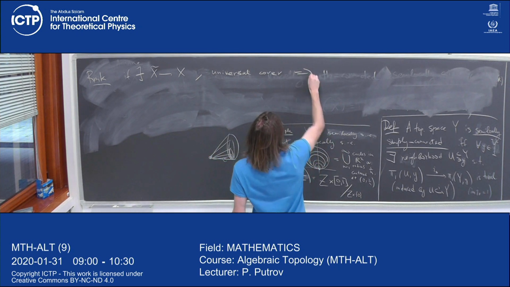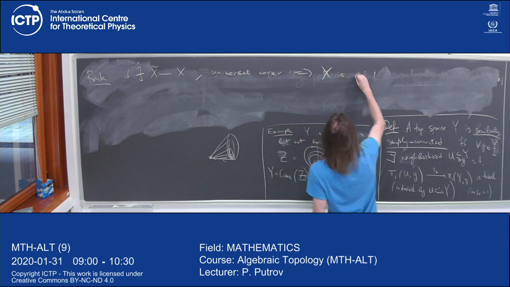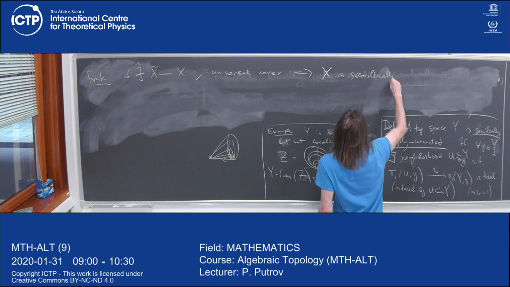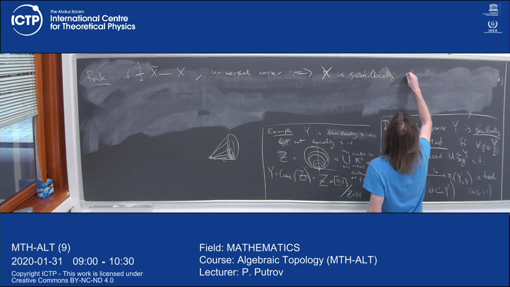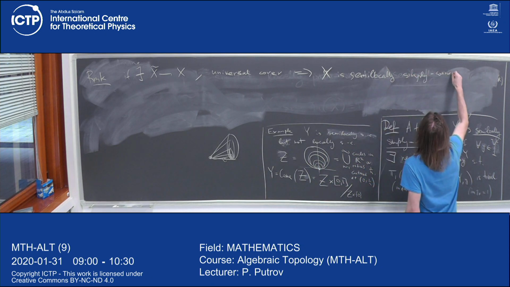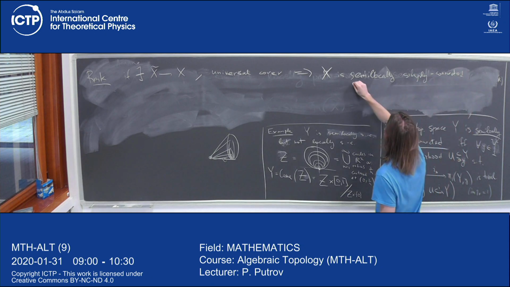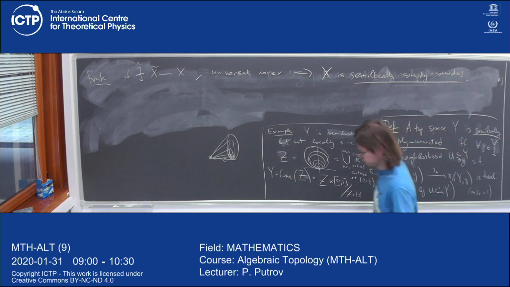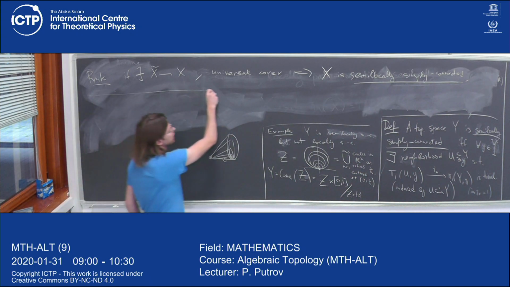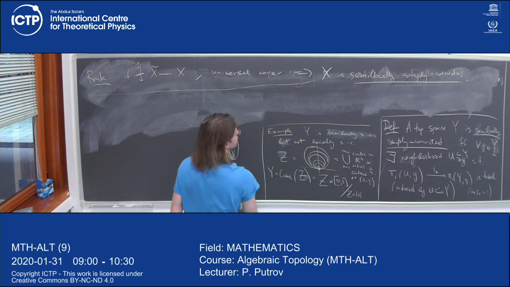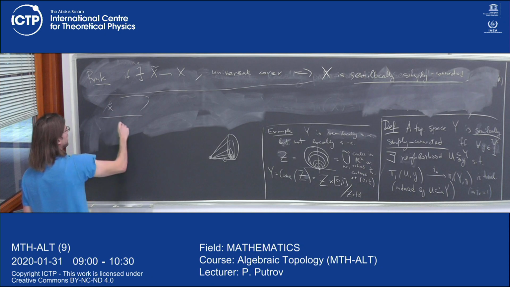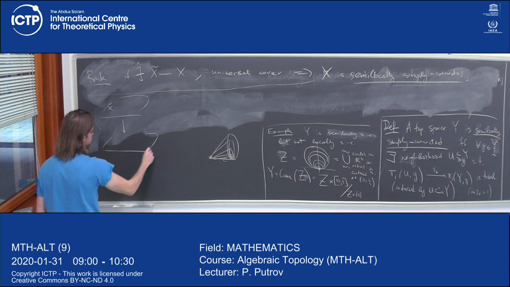then it follows that X is locally simply connected. Well, this is essentially easy to see. I'm not going to do a long talk here. Let me just explain it briefly.